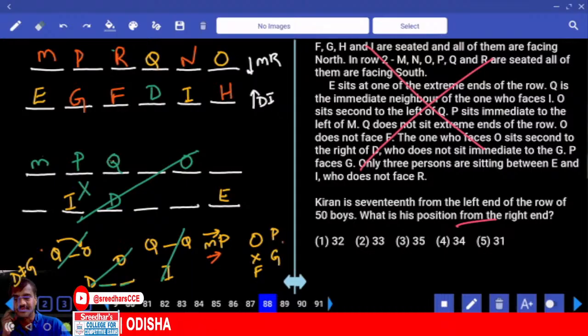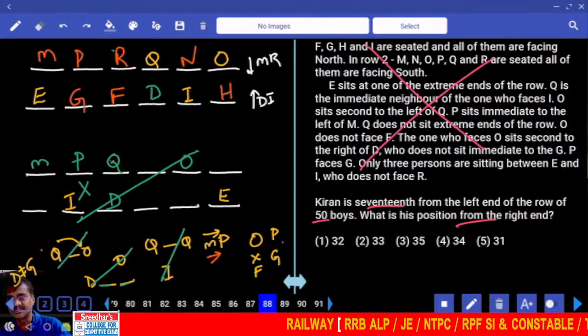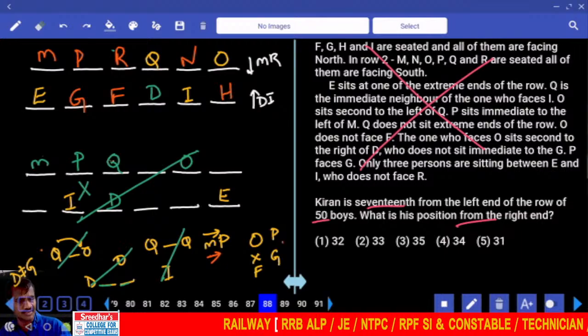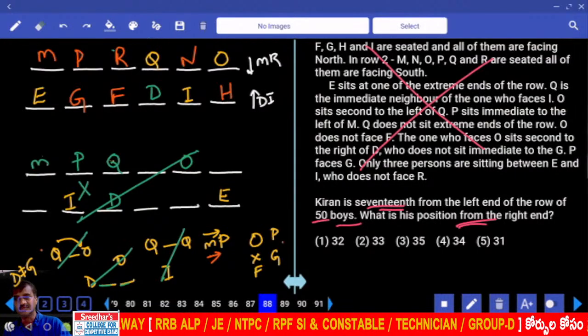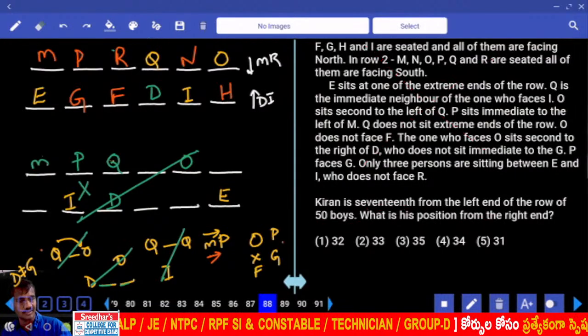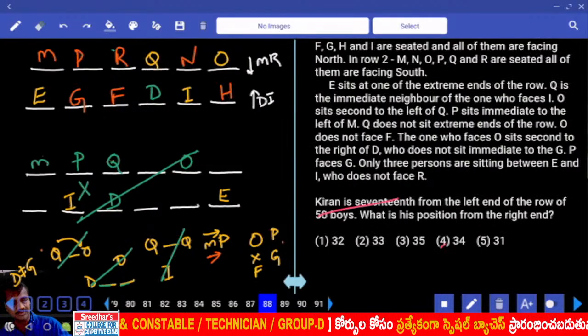Total given, one of the positions given, to find out the other, the difference between these two plus 1. Now 50 minus 17, how much? 33, plus 1, 34. Choice. Now Kiran is 17th from the left end. Then position from the right end, 50 minus 17, 33, plus 1, 34, choice.